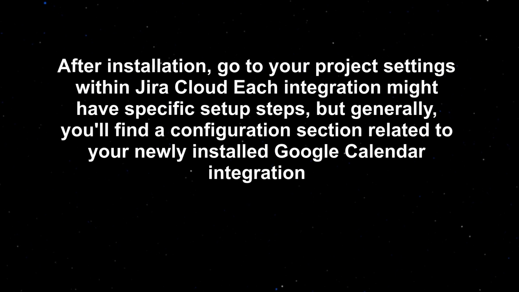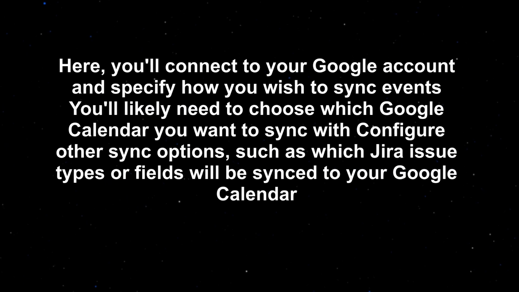After installation, go to your project settings within Jira Cloud. Each integration might have specific setup steps, but generally, you'll find a configuration section related to your newly installed Google Calendar integration. Here, you'll connect to your Google account and specify how you wish to sync events. You'll likely need to choose which Google Calendar you want to sync with. Configure other sync options, such as which Jira issue types or fields will be sent to your Google Calendar.